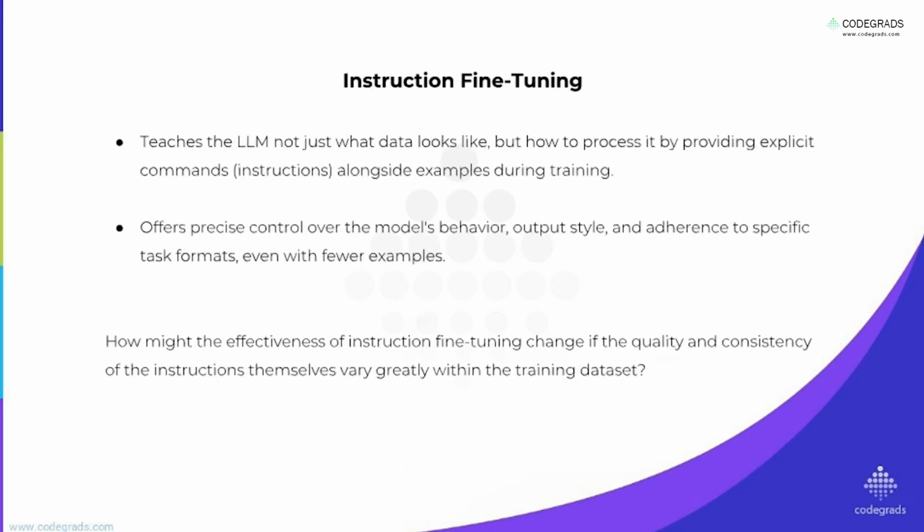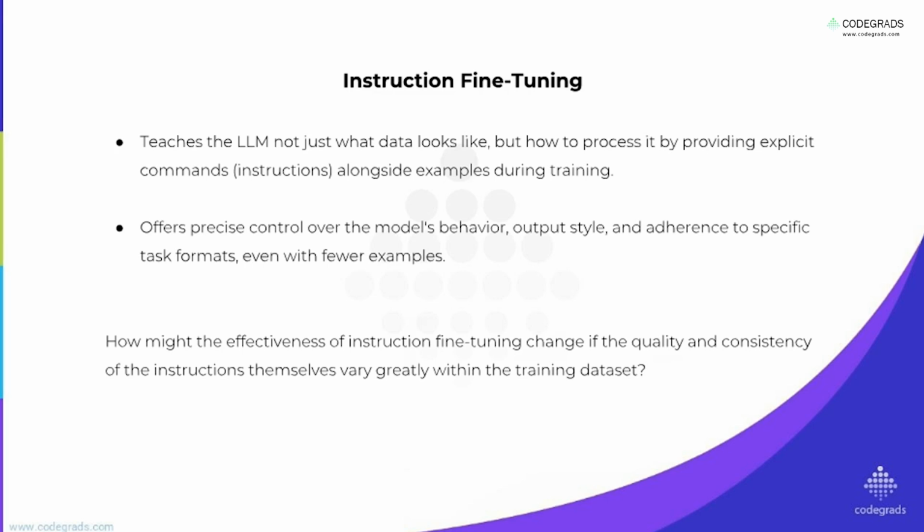Now, what if we want more precise control? That's where instruction fine-tuning comes in. This is really clever. Instead of just showing the model data, we teach it how to process that data by giving it explicit commands or instructions along with examples. Think, summarize this text in 3 sentences, or translate this into formal French. This gives us incredible control over the model's behavior, its output style, and how well it sticks to specific task formats, often with fewer examples than standard fine-tuning.